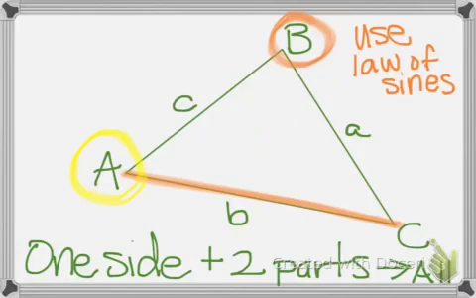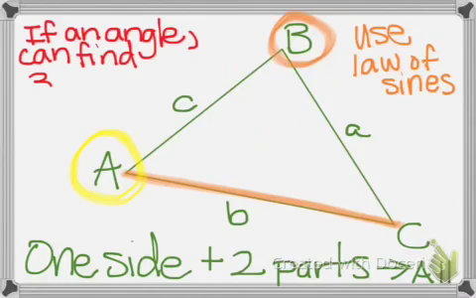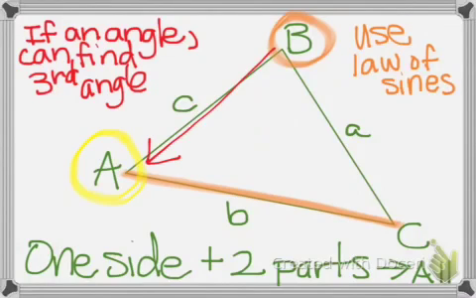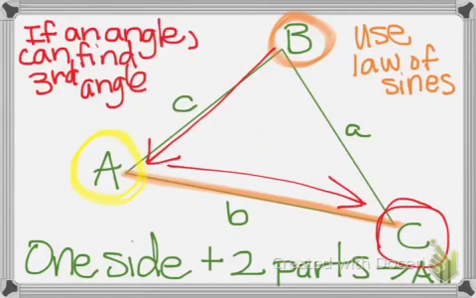It's pretty easy, because if you have 2 angles, then you can find the third angle, because the first 2 angles, you just add them together, then subtract from 180 to get that third angle. And then from there, you can just use the law of sines to figure out the other side.